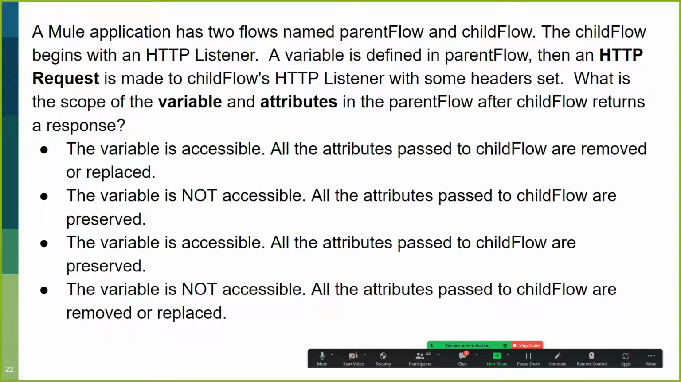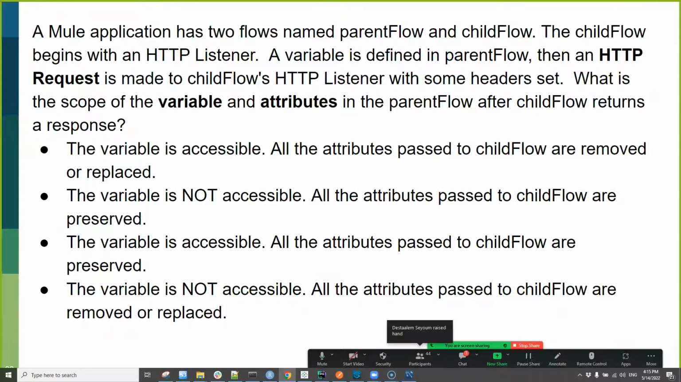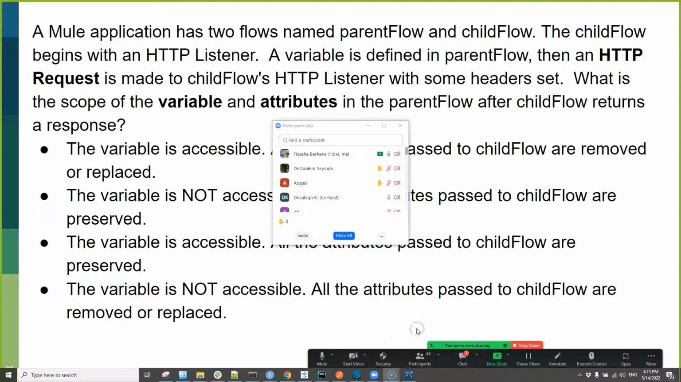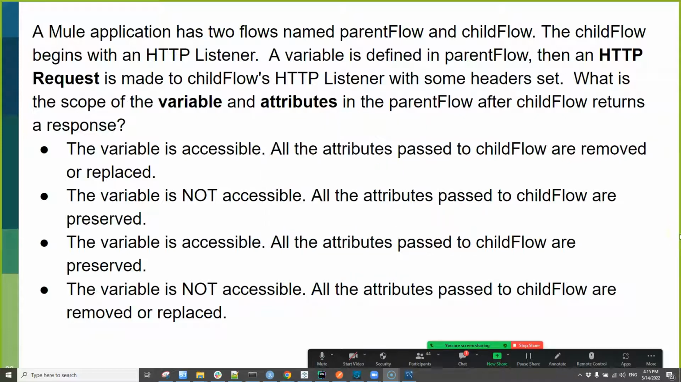What about the attributes? What did we say? When we use an HTTP request, what happens? What is the scope of the attributes? Who can answer this question? Okay, Salam, to be fair. The answer is A: all attributes passed to the child flow are removed or replaced.